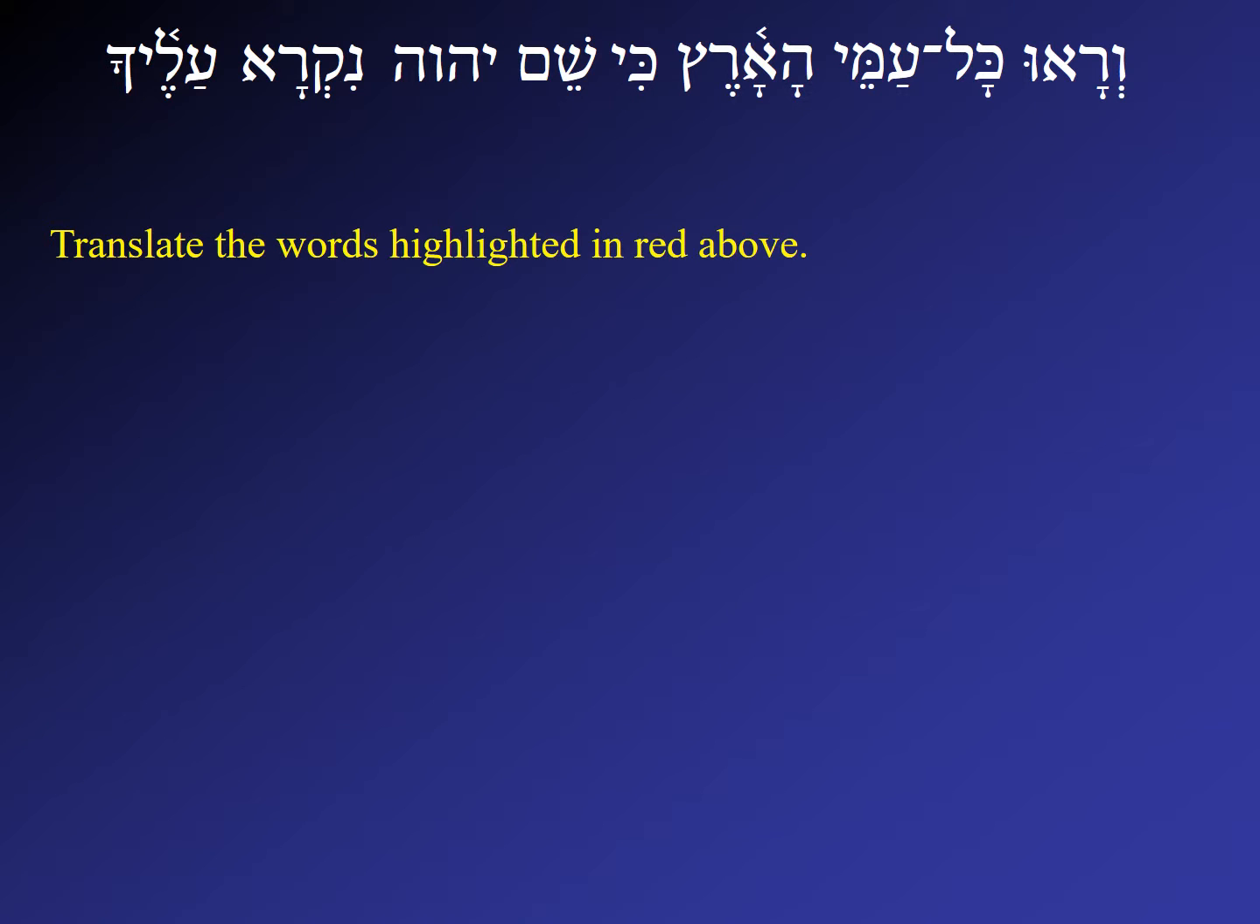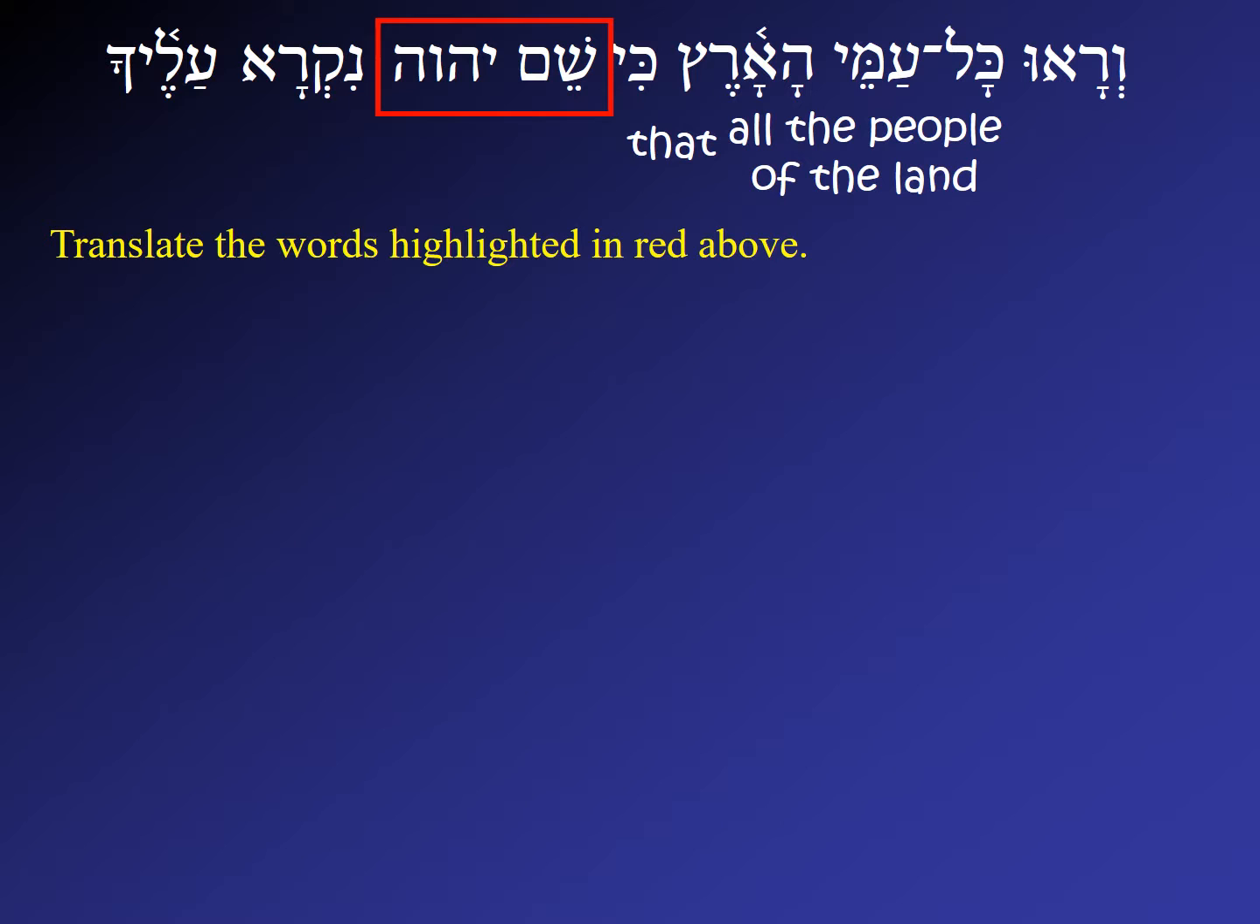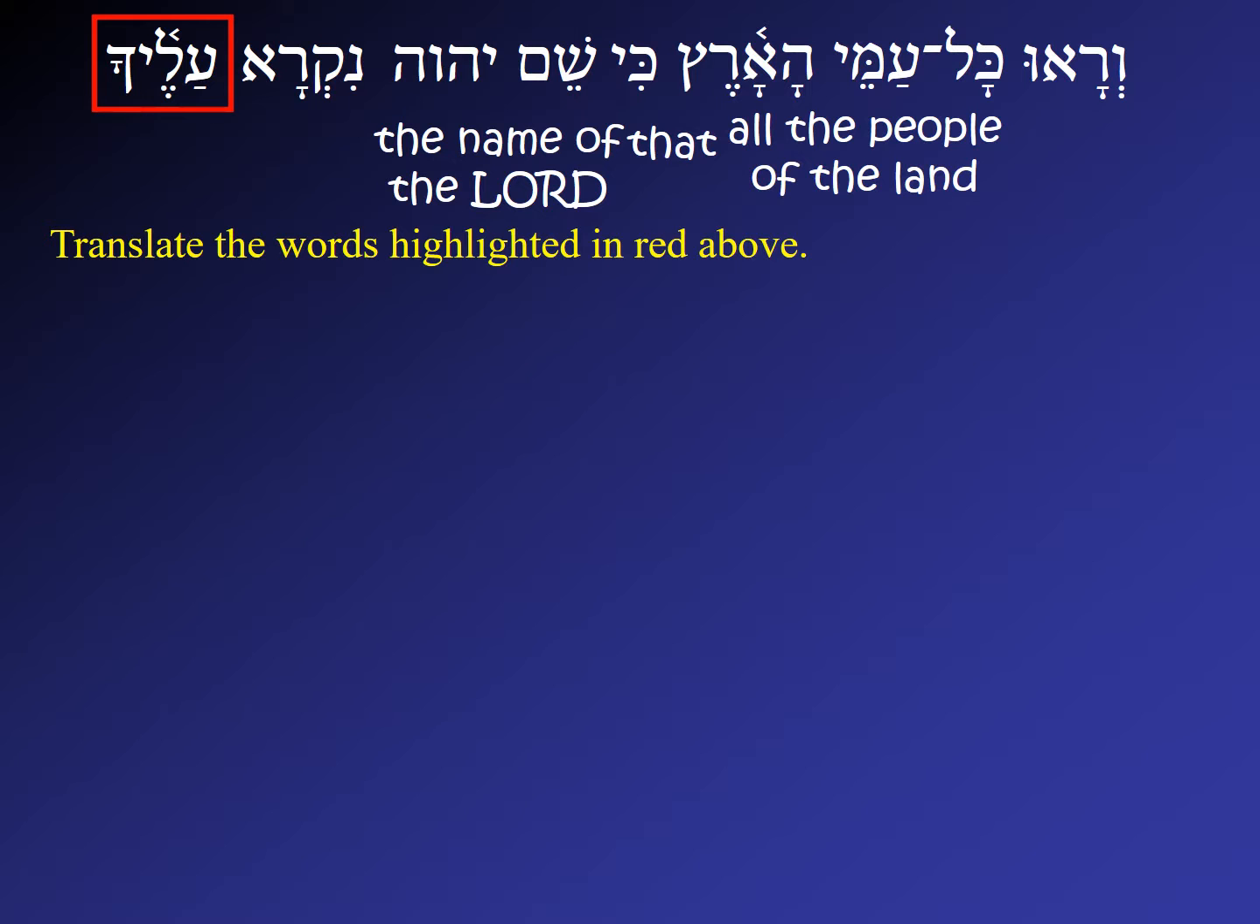Okay, now let's try translating the words or phrases highlighted above. So, kol amei ha'aretz, all the people of the land. Ki, just a vocabulary word, here it means that. We have Shem Adonai, the name of the Lord. And finally, alecha, which means upon you.